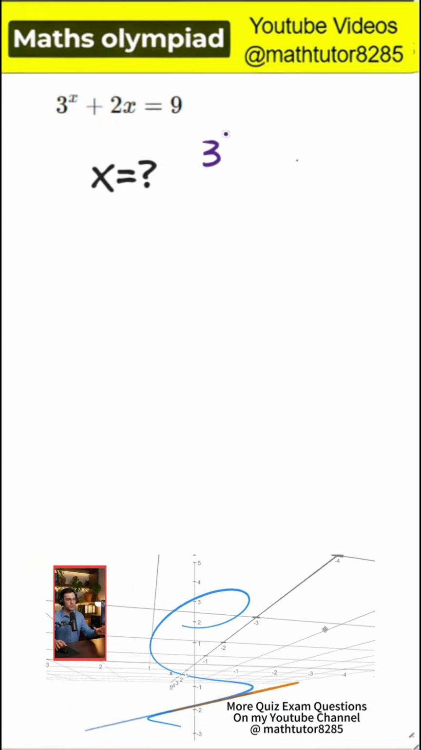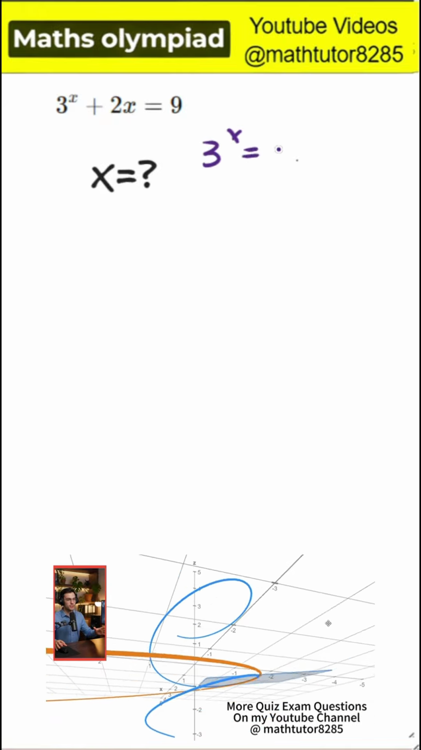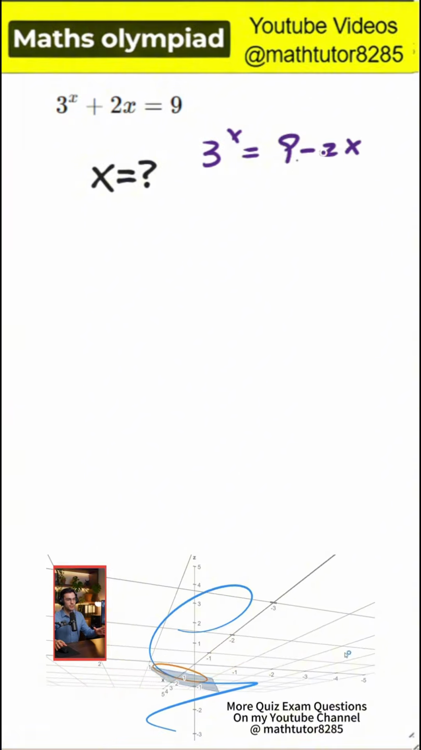First step, we isolate the exponential term. Move the algebraic part to the right side so that we have 3^x = 9 - 2x. Remember, when working with exponential equations, always isolate the exponential expression first. Otherwise, you cannot form the Lambert W structure later.